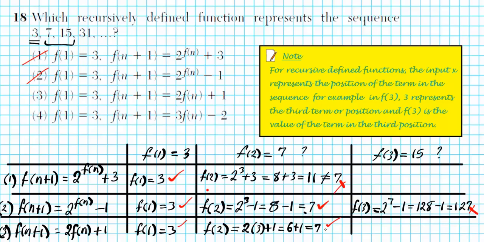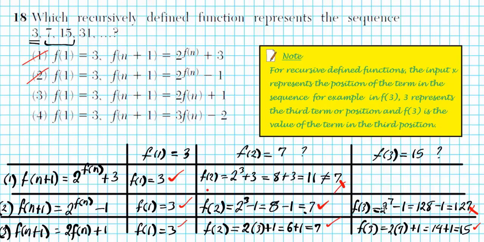Does that mean this is the answer? No, let's try the next one. So we have f of 3. If we plug it in, we have double the previous term, 2 times 7, add 1. Do I get 15? 2 times 7 is 14 plus 1, 15. Oh, excellent. This one works for all 3 terms.